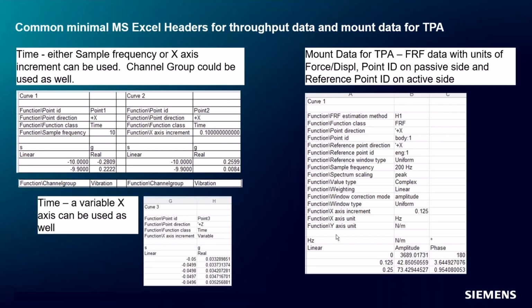There's also an example here of an FRF data from mount data. This is a popular question I get for TPA: I've got mount data from a supplier, how do I bring it in? Well, if you only have 1 or 2 curves, you can use the data block editor. Or if you have 5 or 6, maybe I want to use the Excel data driver with the header specified as an FRF. We'd have to pick the point ID on the passive side, reference point ID on the active side of your mount, specify the unit as force over displacement, either as Newton millimeter or Newton meter, and then bring the data in as real imaginary or amplitude phase as shown here.